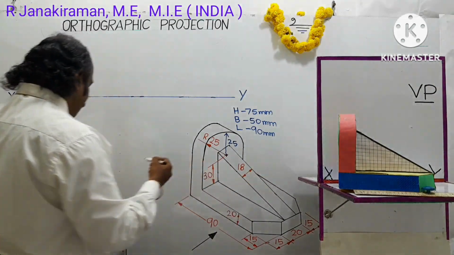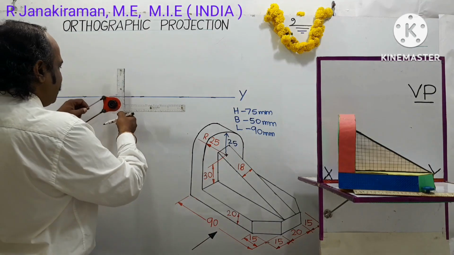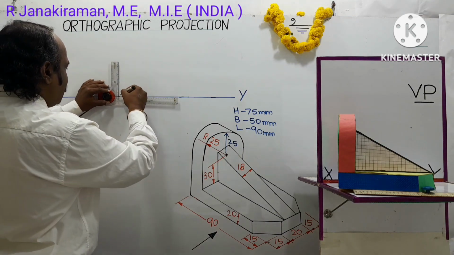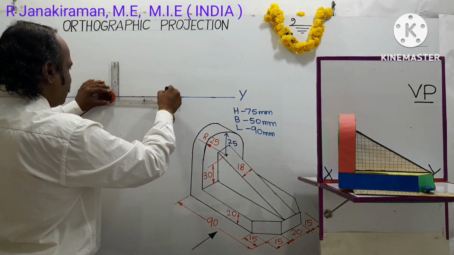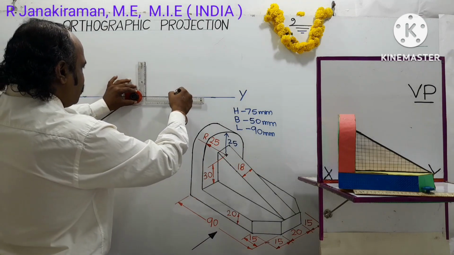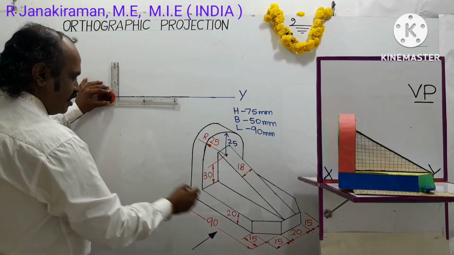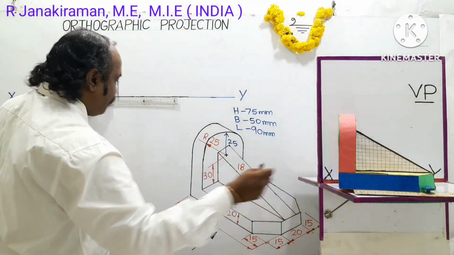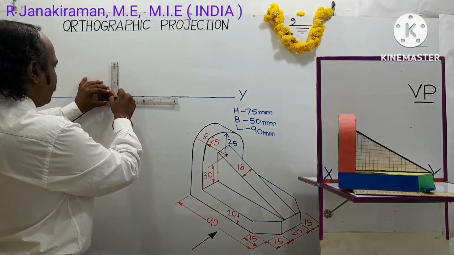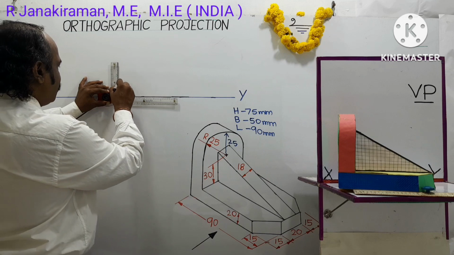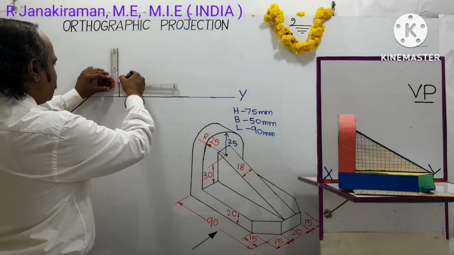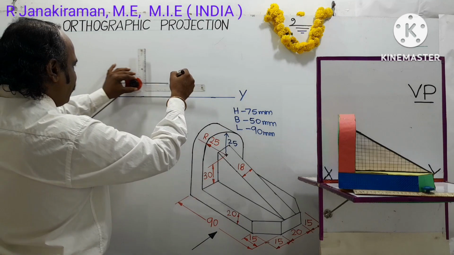So first you draw the XY reference line. Over the XY line, draw one 90 mm length, the base edge of the object. This is the lower base edge. The thickness of the base is 20 mm, this part is 20 mm. Draw a vertical line at a height of 20 mm, meaning 2 centimeters, and complete the rectangle. This forms the base part of the object.